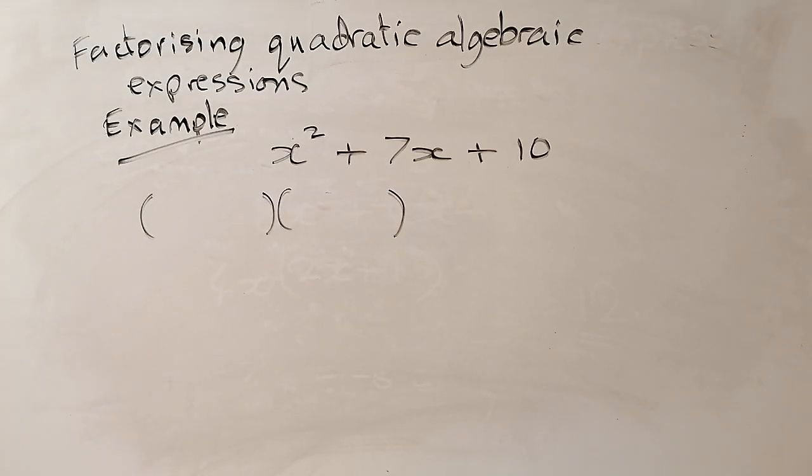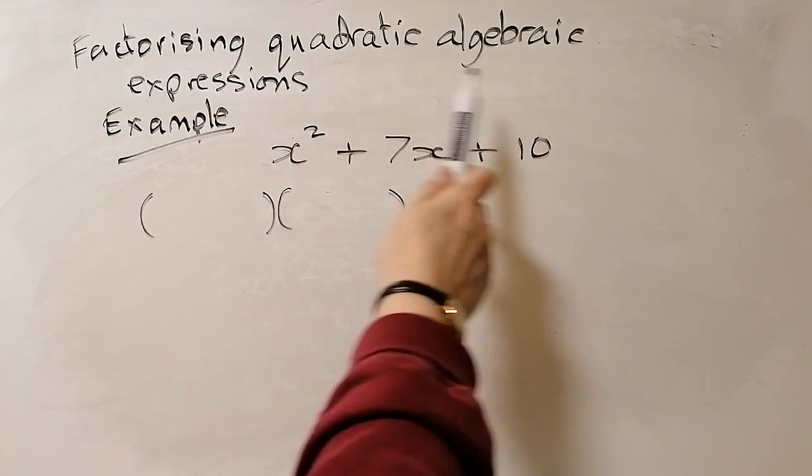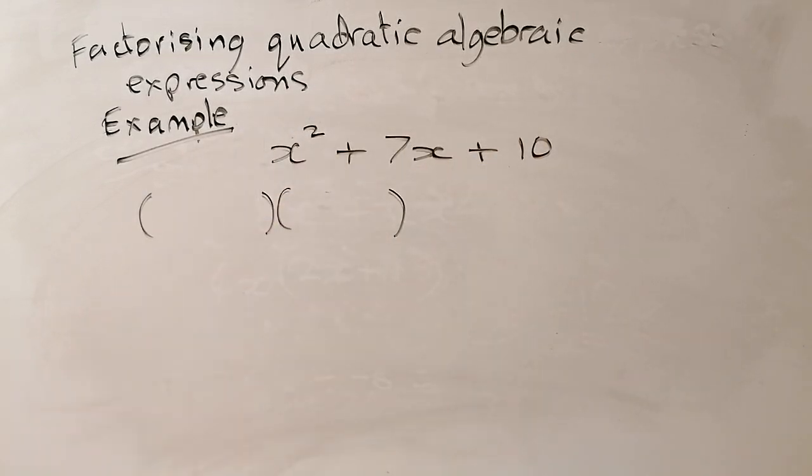Factorising quadratic algebraic expressions, for example, an expression like this, where we've got a squared term. It's the squared term that makes the expression quadratic. What we have to do is follow a particular method, which I'm going to show you now, and we're going to go through some examples. After I've shown you the method, I'm then going to explain why this method works.